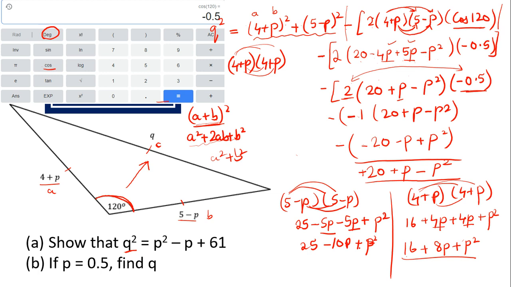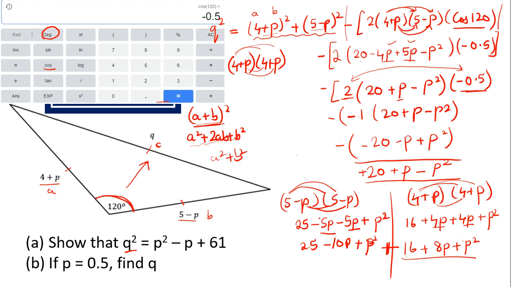Whew, that's a lot of work. So once I have my 16 plus 8p plus p squared, and going back all the way up, as you can see, there's a 4 plus p whole squared plus 5 minus p whole squared. You have to add both these things. Which means that this 25 minus 10p plus p squared, if I add it up with 16 plus 8p plus p squared, let's just sum it down.